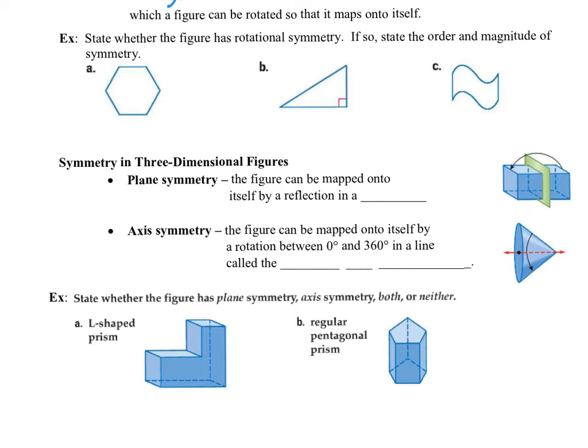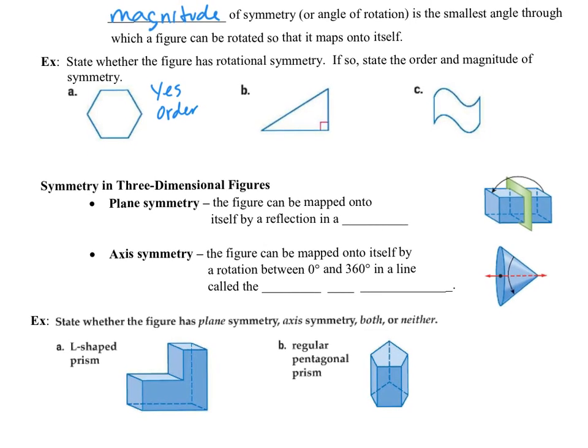So we'll do this in class with some patty paper, but if we were to trace this regular pentagon and start rotating it in the counterclockwise direction, we would find that it maps onto itself a total of 5 times. So yes, this does have rotational symmetry. The order, I'm sorry, this isn't a pentagon, it's a hexagon. So that means it's going to map onto itself 6 times, not 5 times. So the order would be 6, okay?